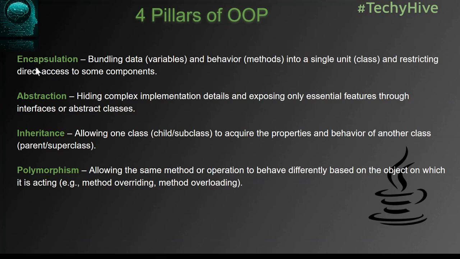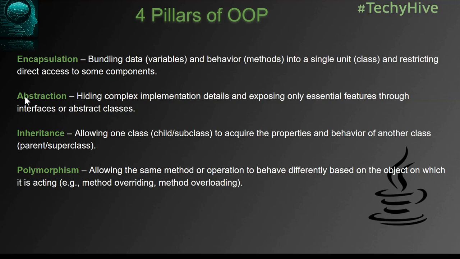First pillar is encapsulation. Encapsulation is bundling data and behavior into a single unit and restricting direct access to some components. So bundling the variables or the features of the object and the methods and behavior of the object into a single unit called a class is encapsulation, and restricted access is provided to these variables and methods.